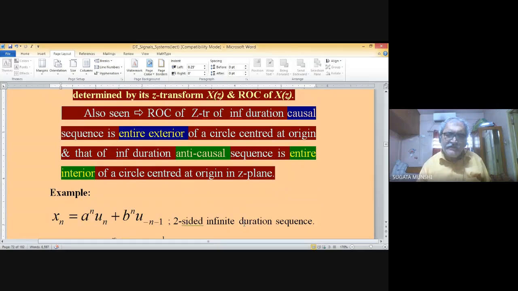After you complete writing down this much, the next example is on a two-sided infinite duration sequence of the form x[n] equal to a to the power n u[n], that is the causal part, plus b to the power n u[-n-1], that is the anti-causal part of the two-sided sequence.